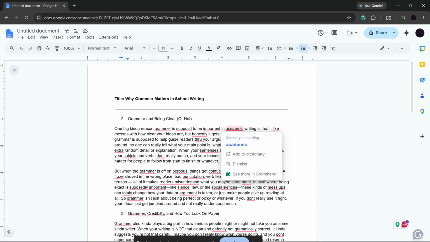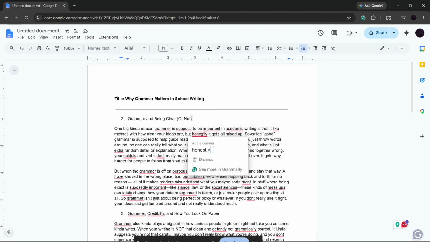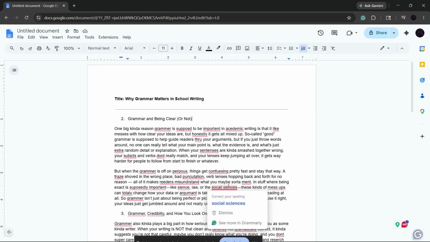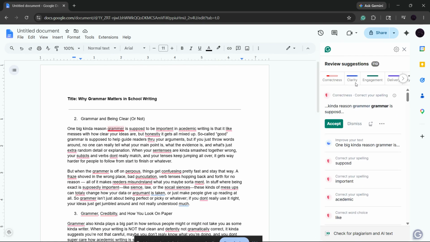Red means correctness. This is the most serious type of suggestion because it usually points to critical mistakes in your writing. These can include typos, spelling errors, missing punctuation, and grammar rule violations. For example, Grammarly might highlight subject-verb agreement issues, incorrect verb tenses, or a sentence that simply does not follow proper grammar rules. So when you see red, it usually means there is something in the sentence that should be fixed right away.